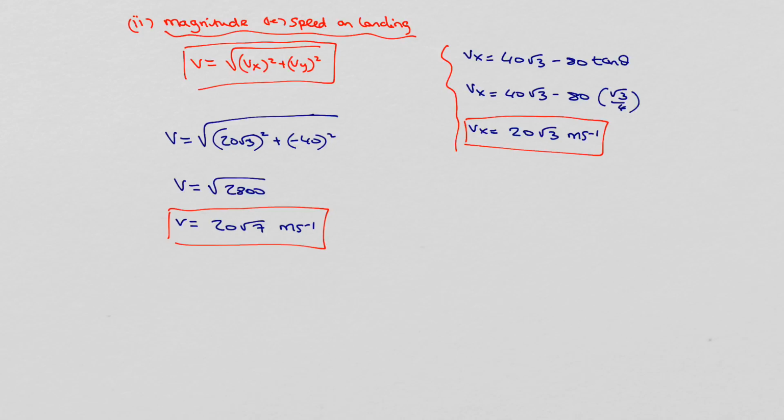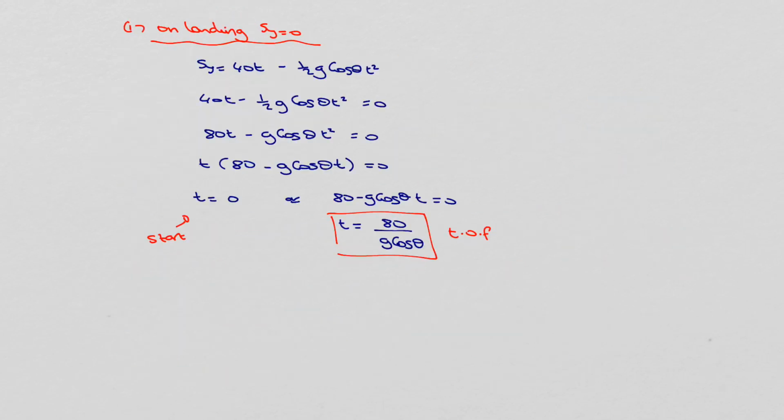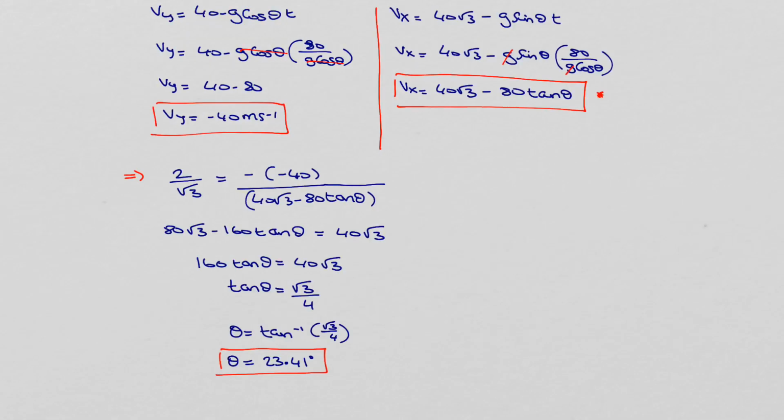Okay, so let's look at the breakdown of the marks then. So if I go back to the start, we have to find the value of theta. So in order to find the value of theta, we had to work out the time of flight. So we got 5 marks for that. We had to get Vy and we had to get Vx. So we got 5 marks for each of those, Vy and Vx. We also then had to work out what theta was, which gave us another 5 marks.